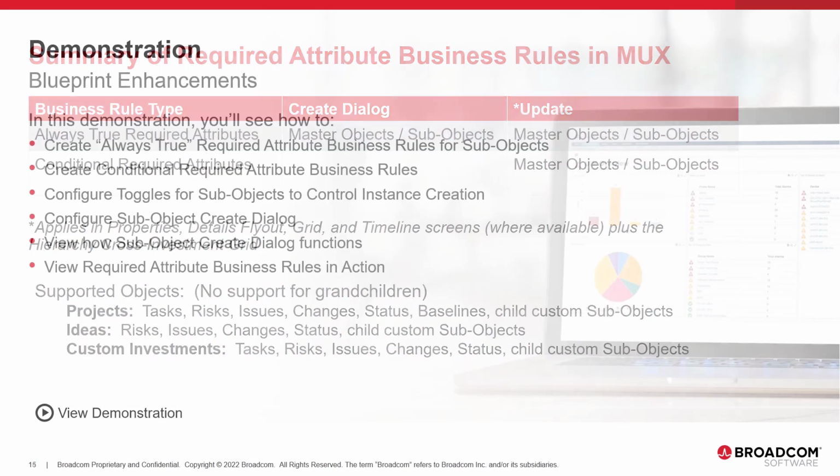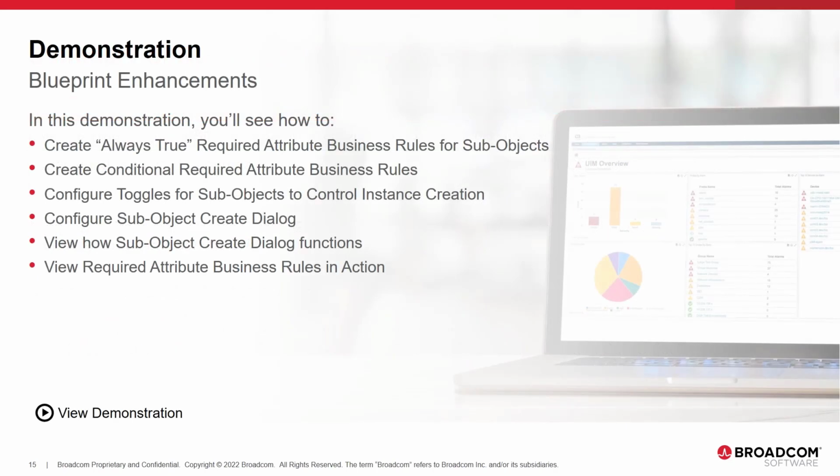Now it's time for the demonstration portion of the supportability training. We'll go into the product and I'll show you how to create business rules for both always true and conditionally required attributes. Then we will go into blueprint configuration and we'll look at the toggles that control the create experience as well as configuring the new subobject create dialog. And lastly, we're going to see in action the new create dialog for subobjects and the required business rules in the product.